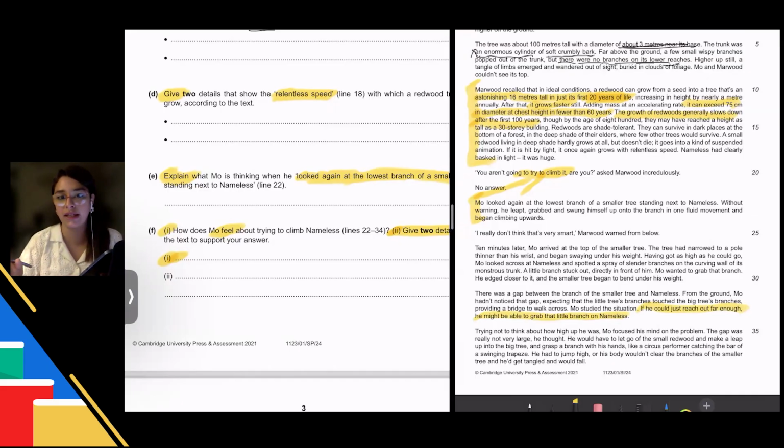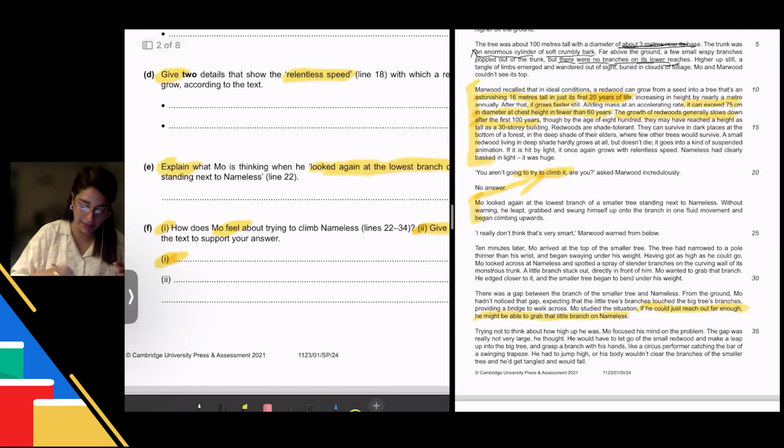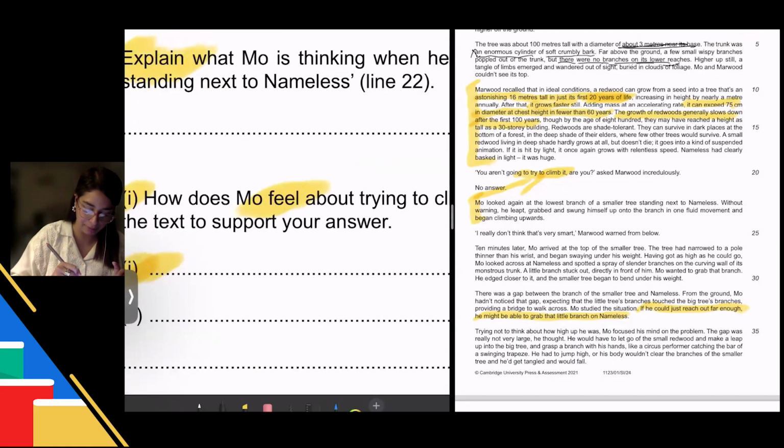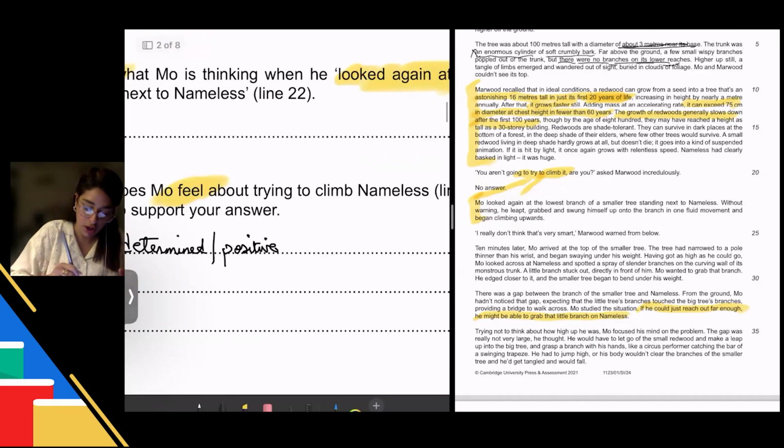So anything along those lines, if you highlight the idea of how he's feeling optimistic, or very positive about the fact that he thinks he is going to be able to climb this tree, you should get a mark. As long as you highlight the idea of how he is feeling very determined, or positive, in your own words, or how he feels very excited to do so. Anything that highlights his positive feelings towards the idea of climbing, how he's not getting scared of the entire process, gets you the mark.